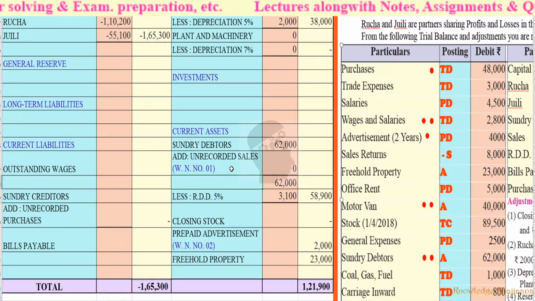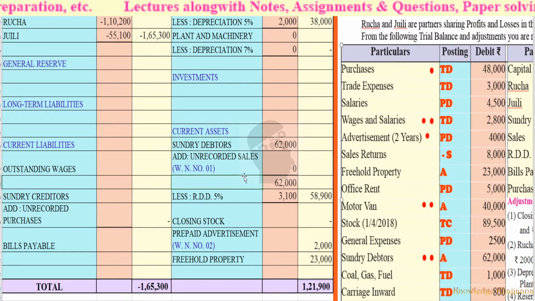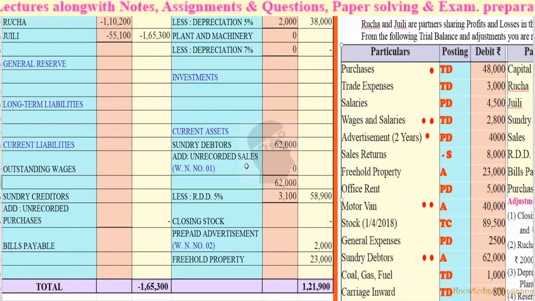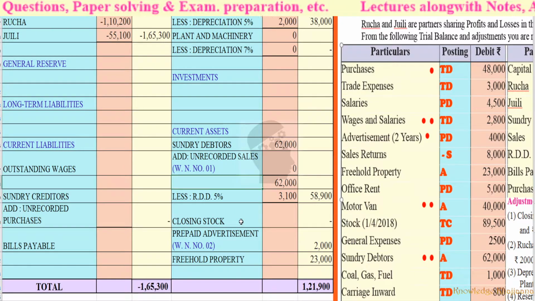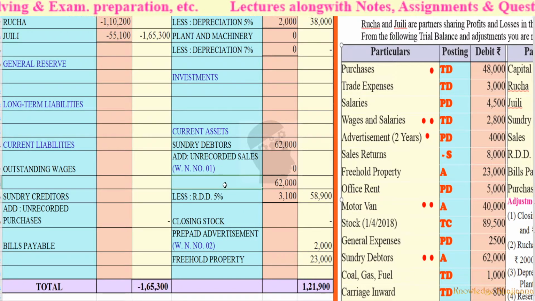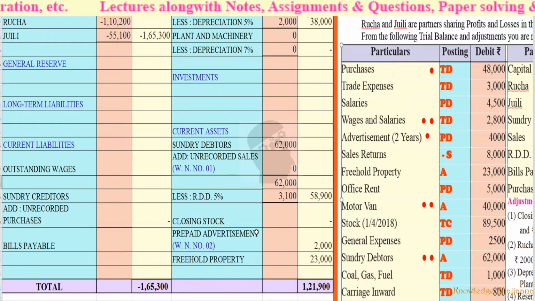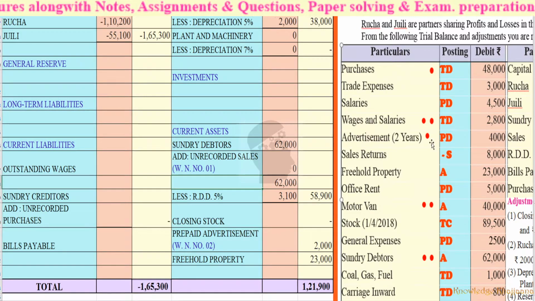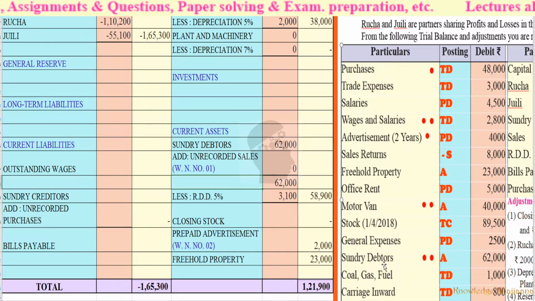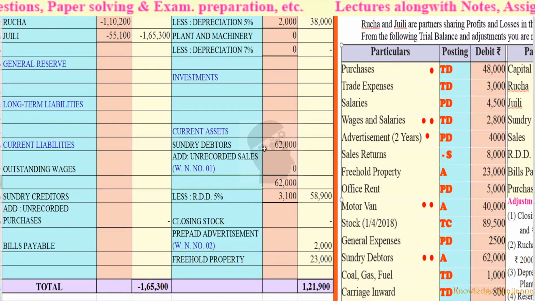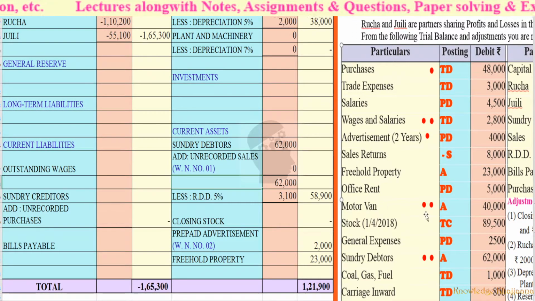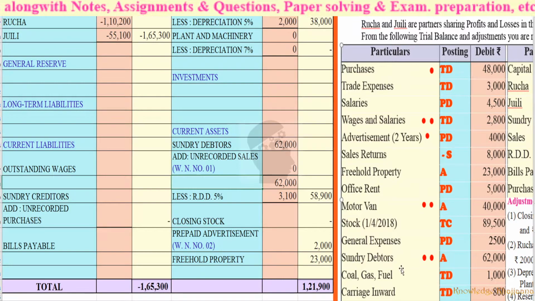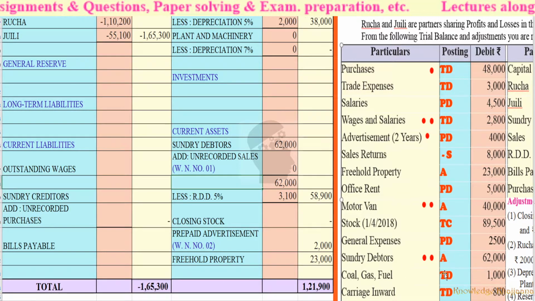If there is one adjustment, leave 2 lines. If there are 2 adjustments, leave 4 lines. If there are 3 adjustments, leave 5 lines. Likewise, if there are 4 adjustments, leave 6 lines. Now, how many adjustments against sundry debtors are there? 2 adjustments. So it is a good practice to leave 3 lines below the sundry debtors. Sundry debtors, we have recorded 62,000.